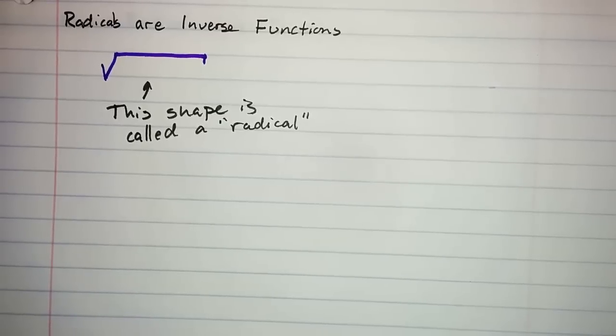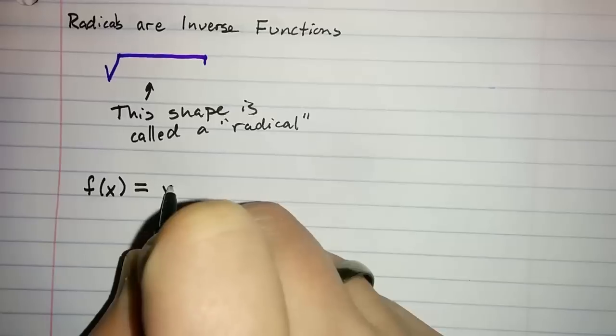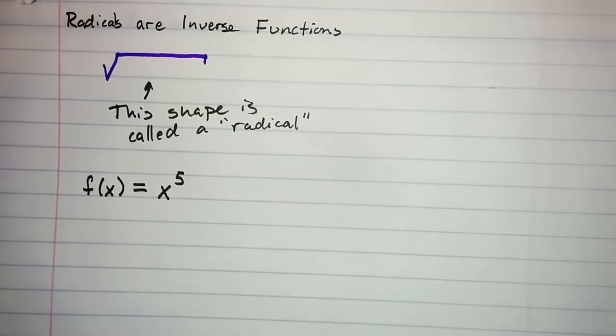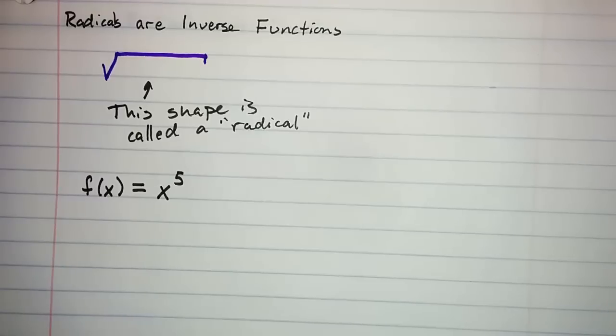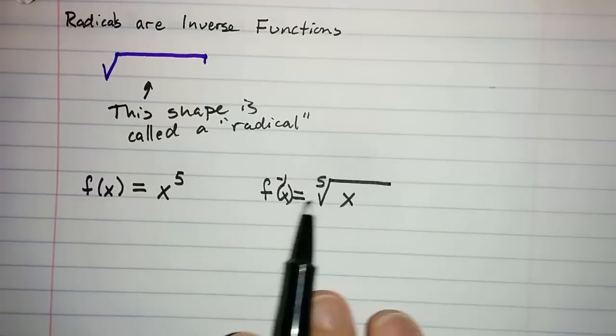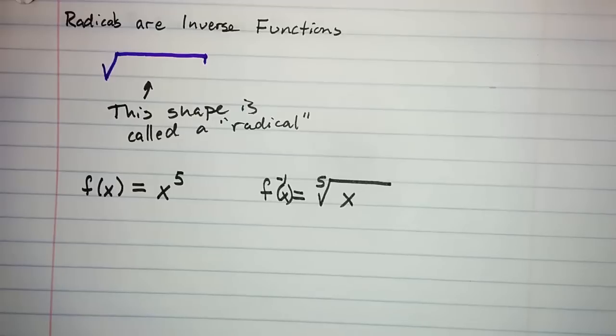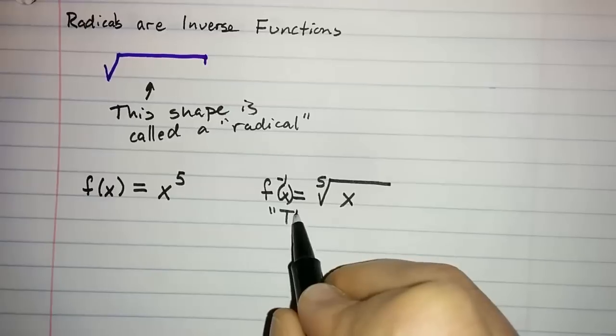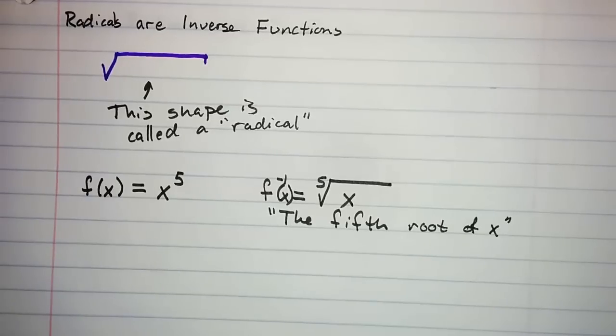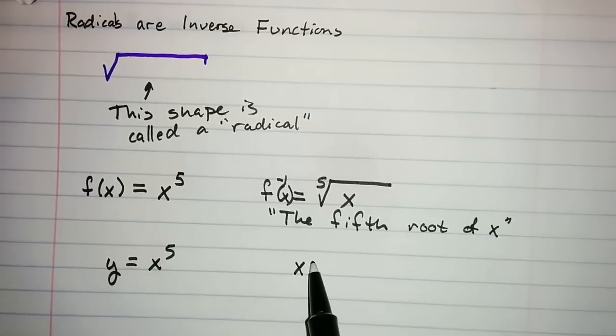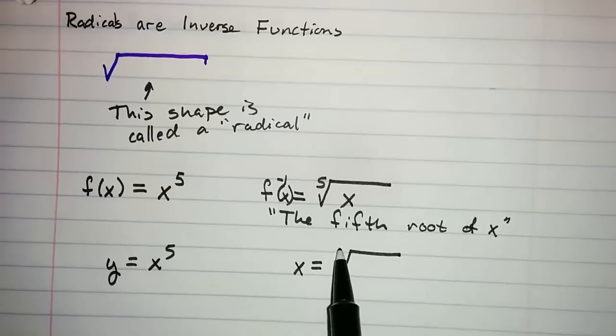What kind of function? If I have a function that looks something like x to the fifth, its inverse function involves a radical. F inverse of x is the fifth root of x, and that's how we read this. What does that mean? That means that to say that y equals x to the fifth expresses the same idea as to say that x is the fifth root of y.